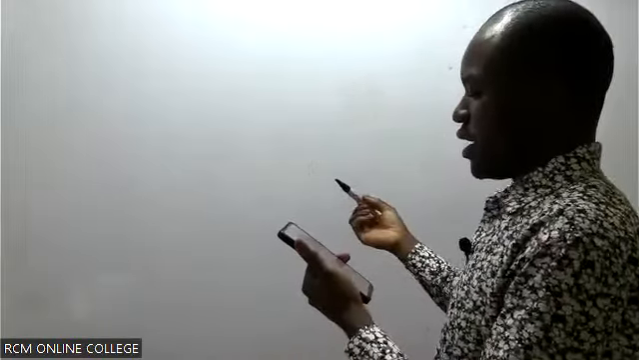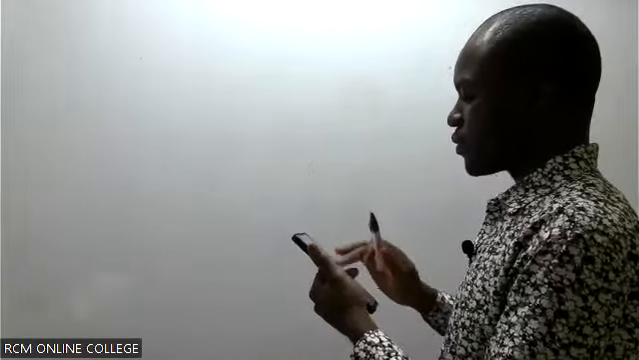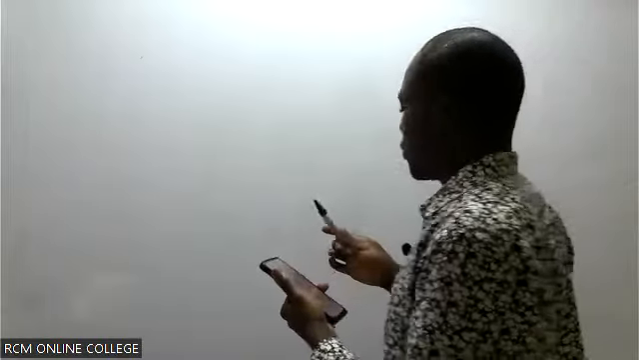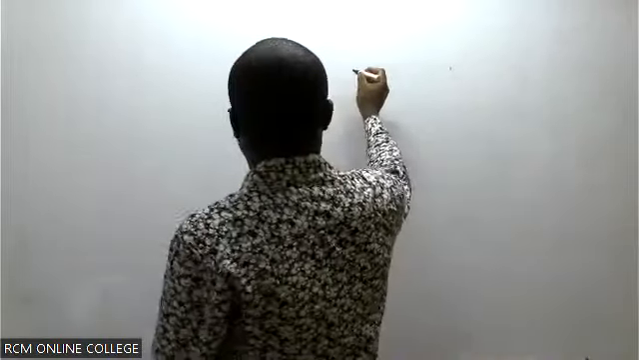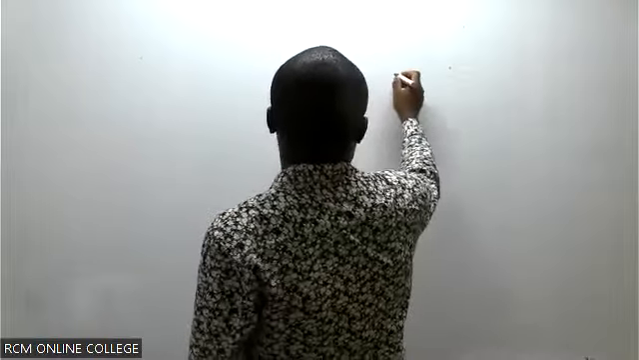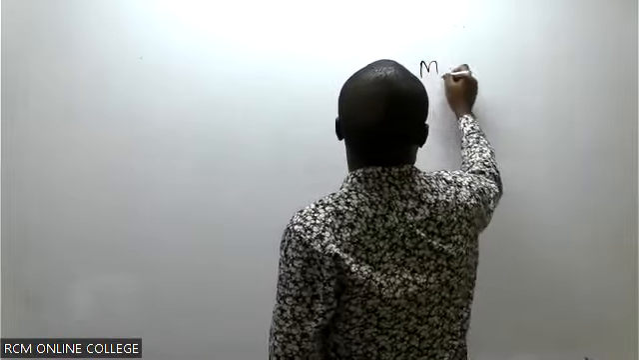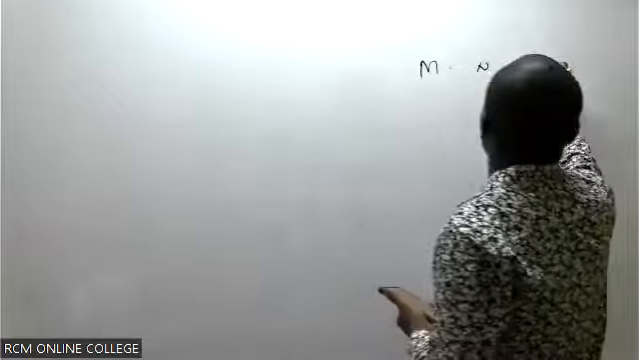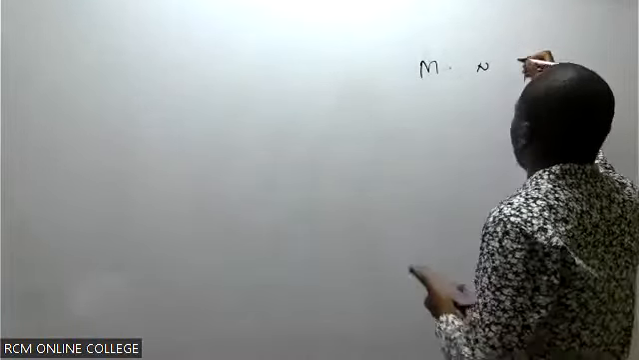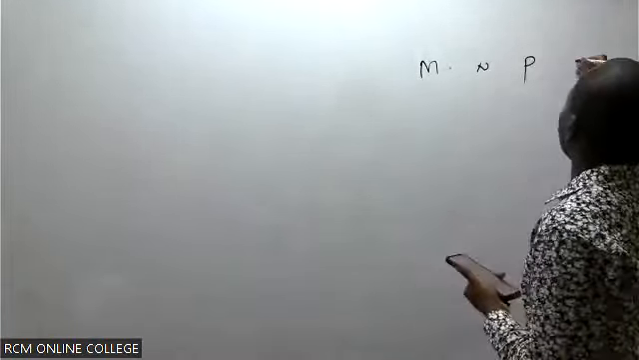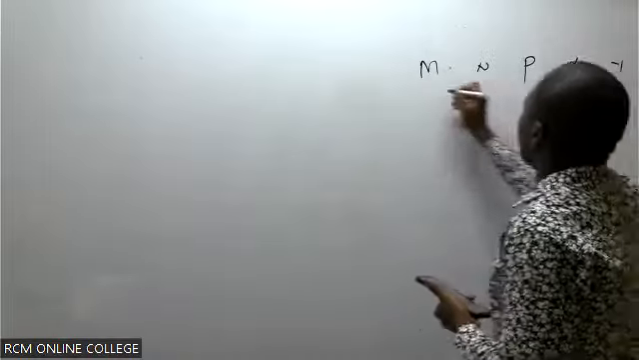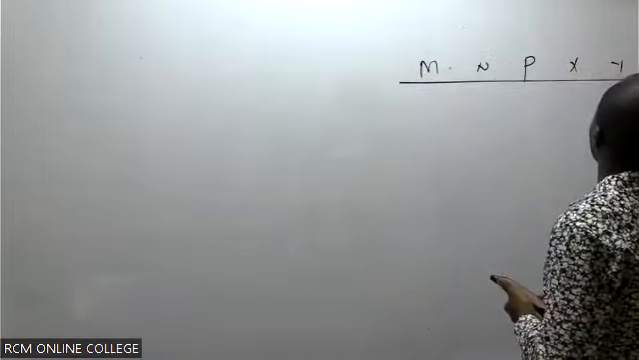Now stepwise, that is your work, because both methods will give you the same answer. So I want us to just use the simultaneous method. So here we have been given M, N, P, and then we have X, Y. We've been given these two.